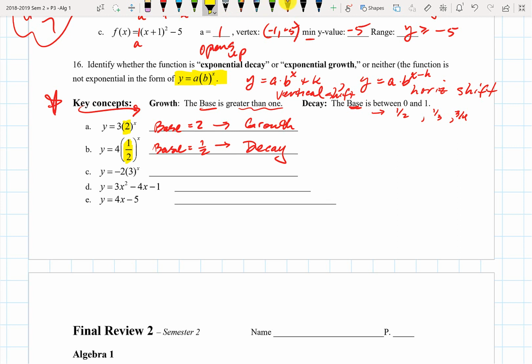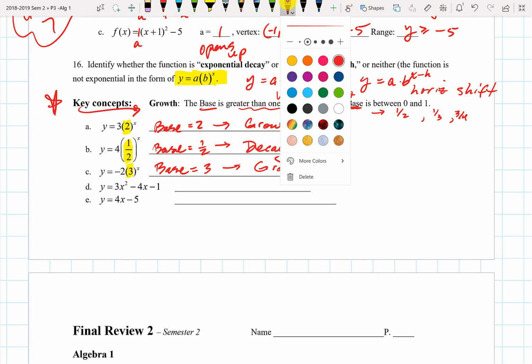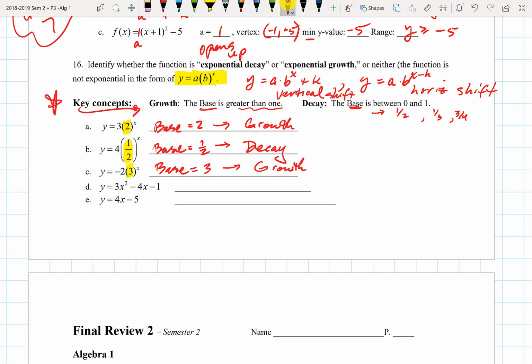Next function right here, the base is 3. I'm just giving you some experience here. That tells me you have a growth function because obviously 3 is greater than 1. You have to go back and know your basics. And this one right here is a polynomial function. This is not exponential.